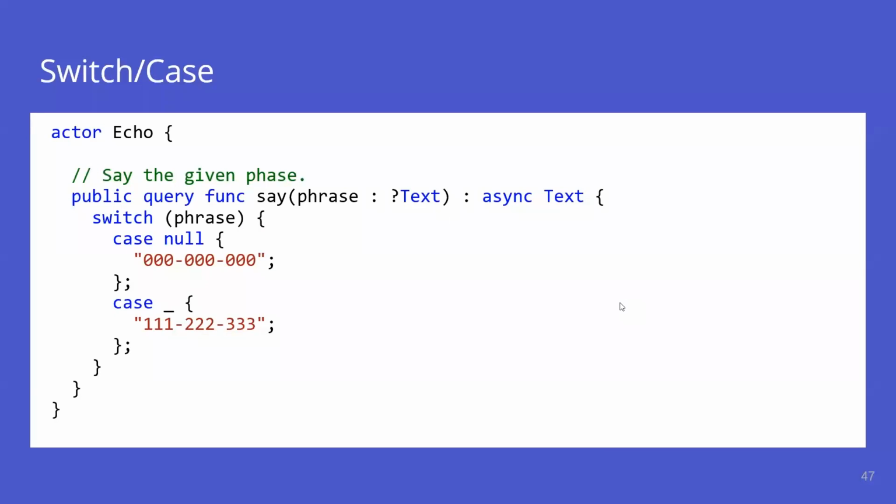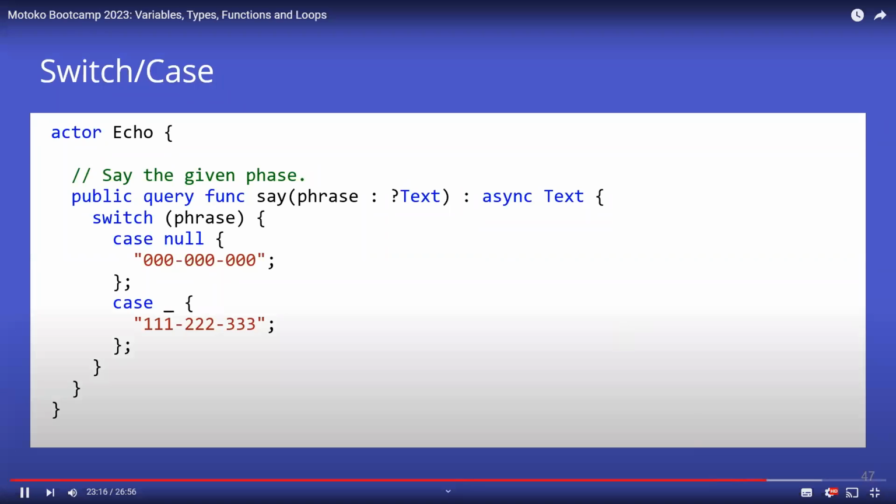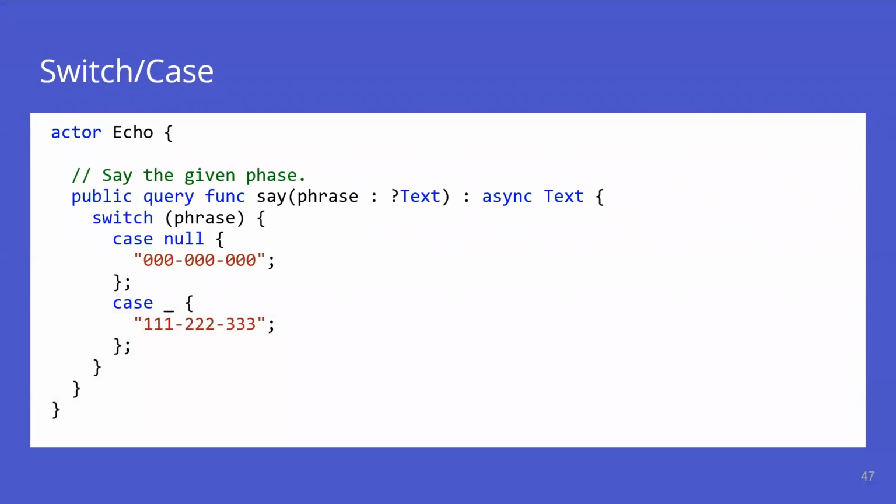Now, converting from an optional type to a non-optional type typically is done through the switch case logic, which I'm not going to cover today. It'll be covered elsewhere. But I just didn't want to leave you hanging saying, well, there's nothing to be done. There is, and it's the switch case logic.